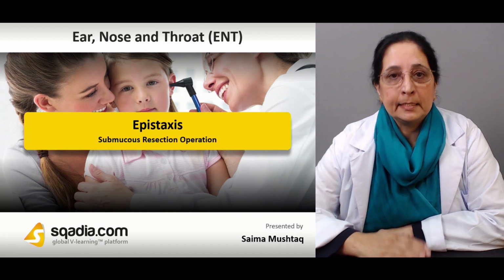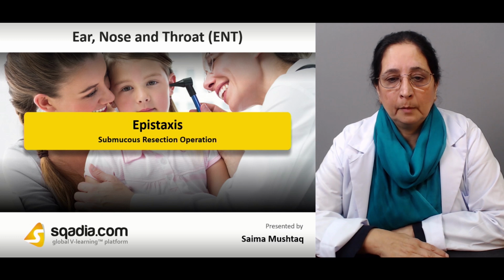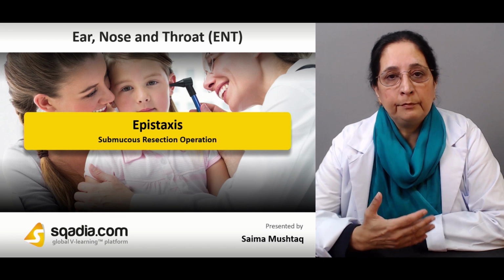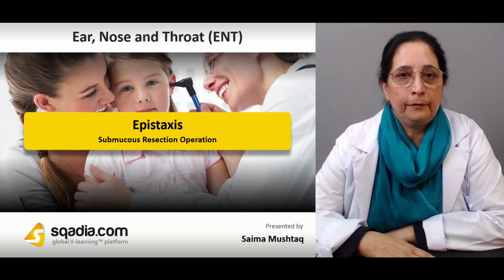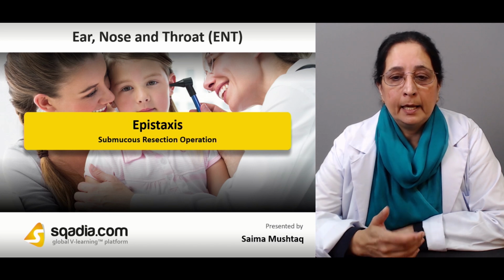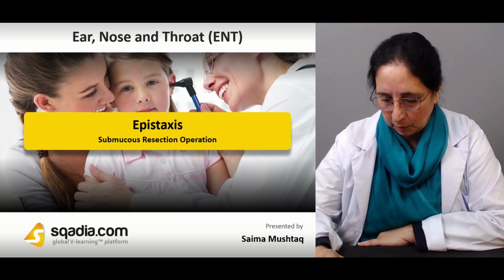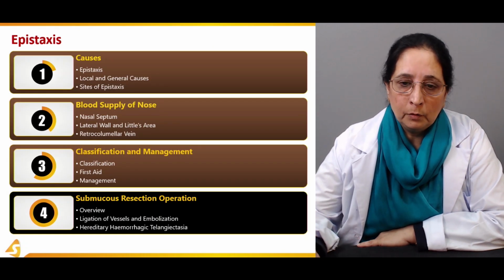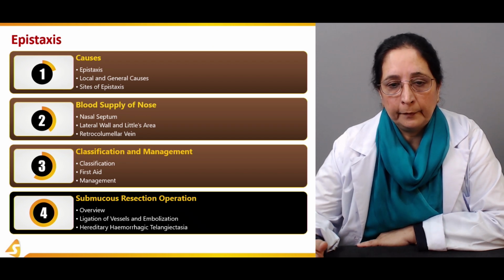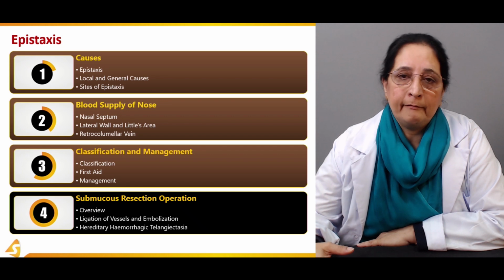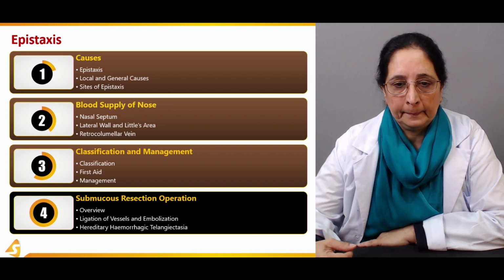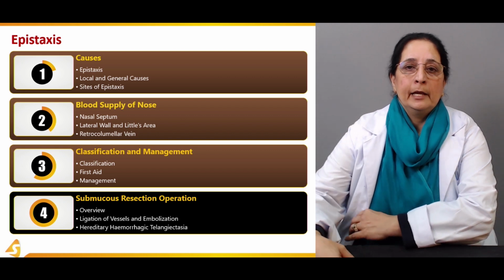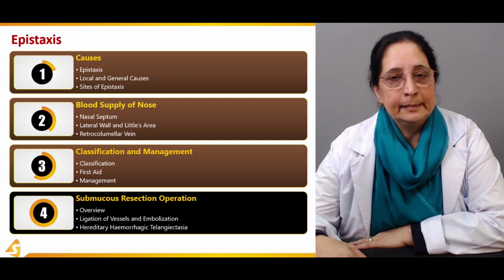Finally, in the last section of our lecture, let's talk about submucous resection operation, SRO. This is one of the very common procedures performed in the ENT, and it's known as submucous resection operation. In this section, we will talk about the overview of submucous resection operation, then ligation of vessels and embolization. And also we will talk about another condition known as hereditary haemorrhagic telangiectasia.